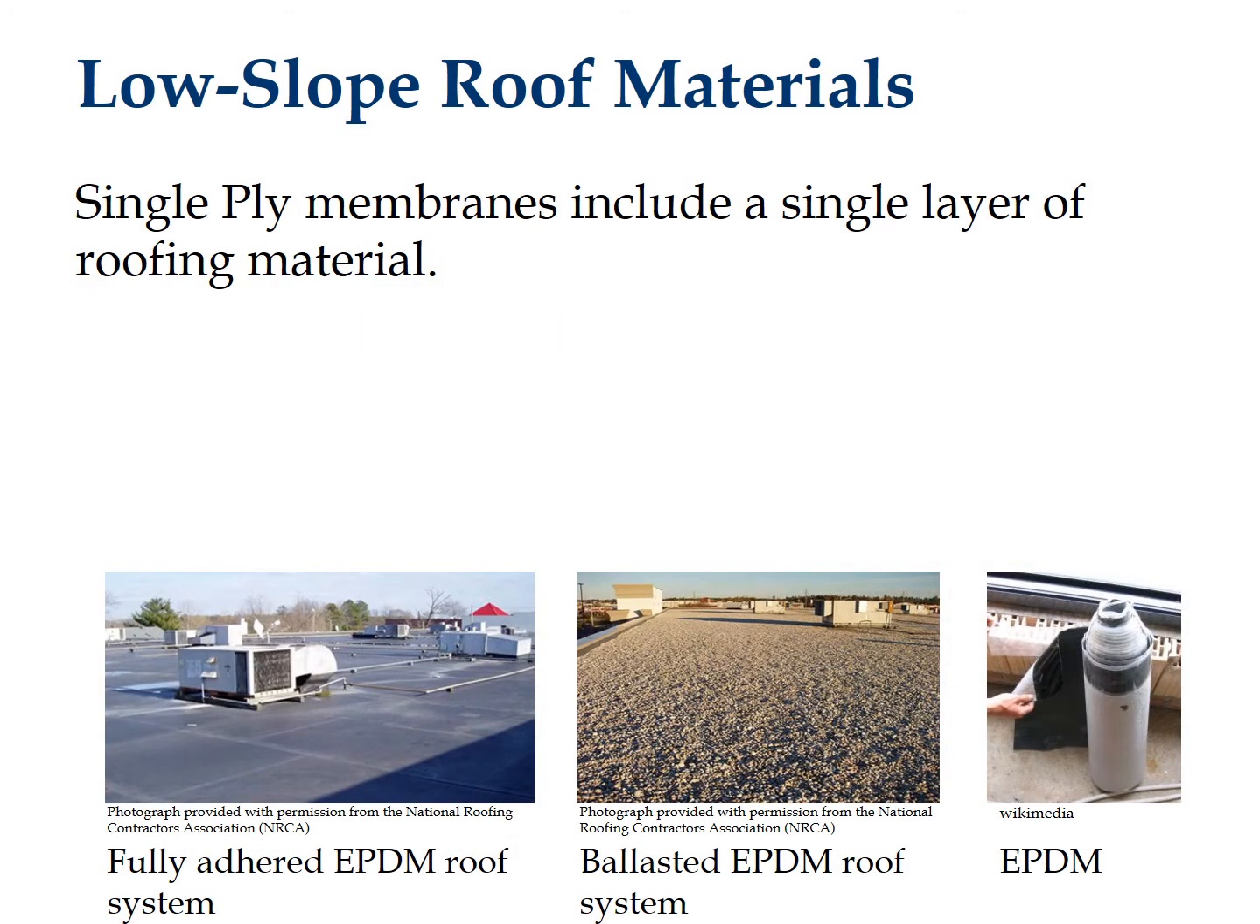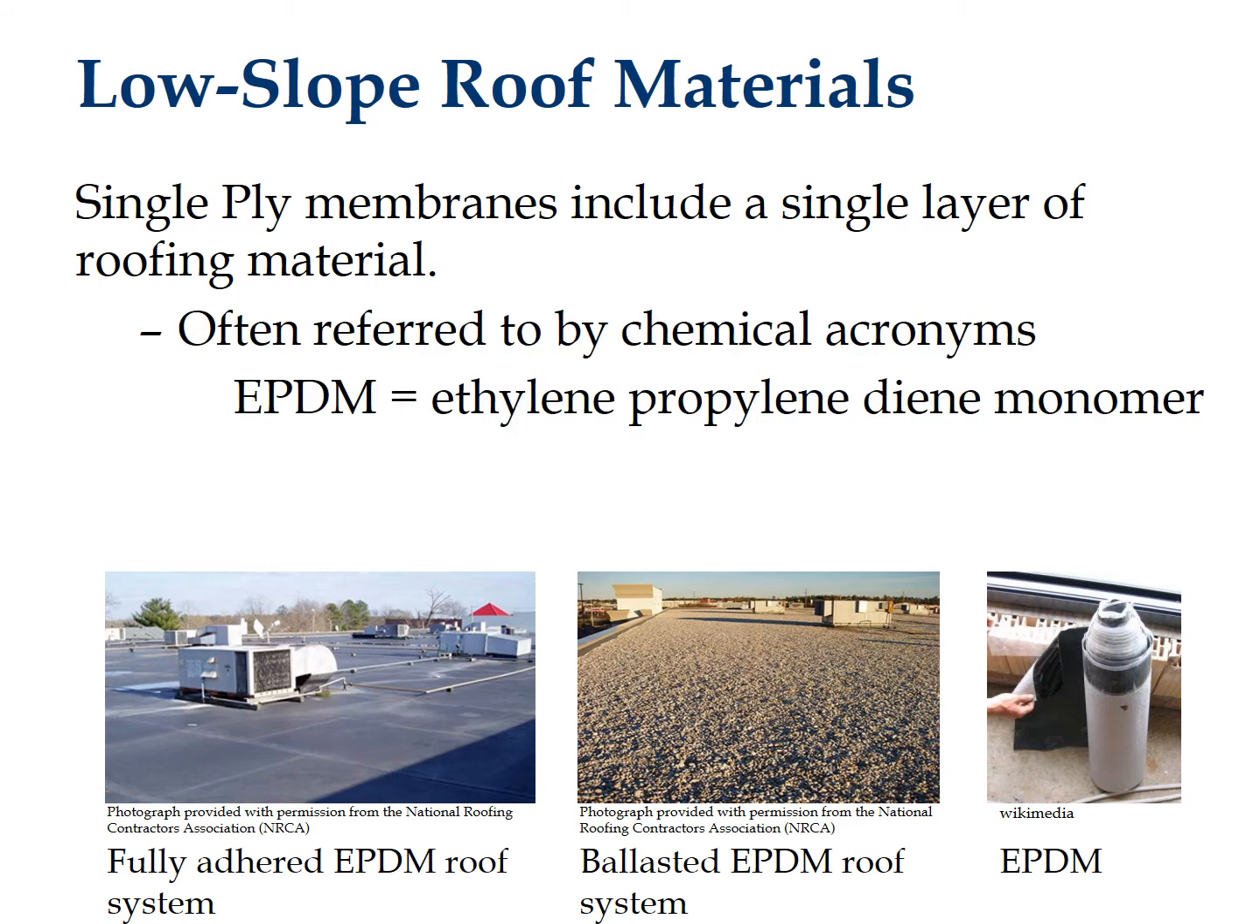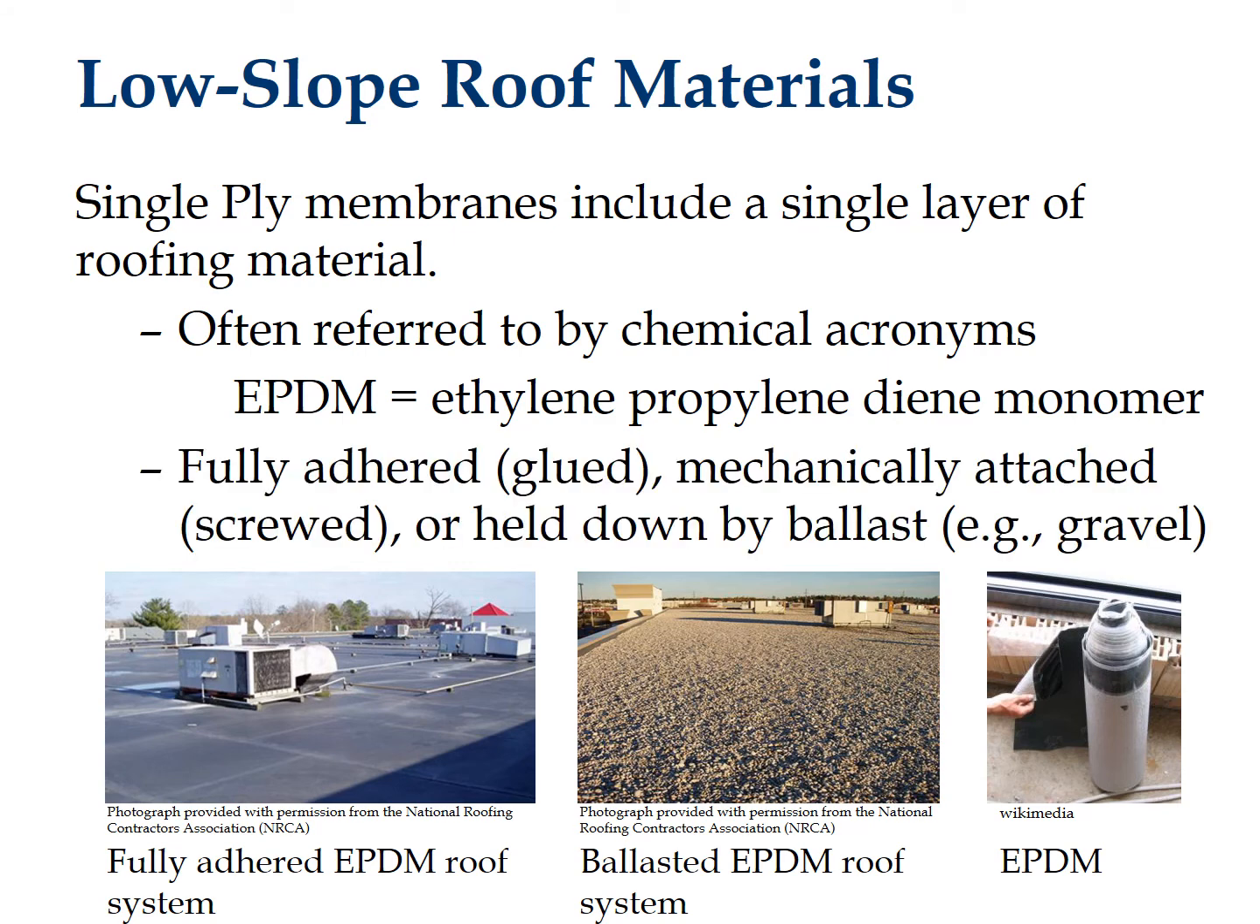Single ply membranes include a single layer of roofing material. It is often referred to by the chemical acronyms, such as EPDM, or ethylene propylene diene monomer. It can be fully adhered or glued, mechanically attached or screwed, or held down by ballast. An example would be gravel.